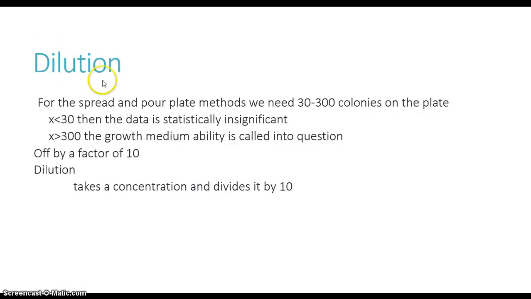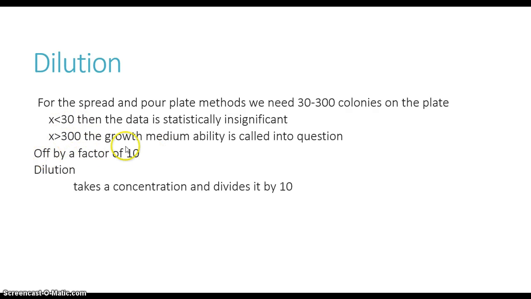So what this relies on is dilution. For spread and pour plate methods, you need 30 to 300 colonies on the plate, as we said here. You need this because with fewer than 30, the data is statistically insignificant, so it doesn't really matter anymore. But with more than 300, the growth medium and its ability to support growth is called into question. Some of the nutrients might be depleted to where cells can't grow anymore, and there might be more cells on there that just don't have nutrients. But the important thing about these numbers is that they're off by a factor of 10. So 30 times 10 is 300.